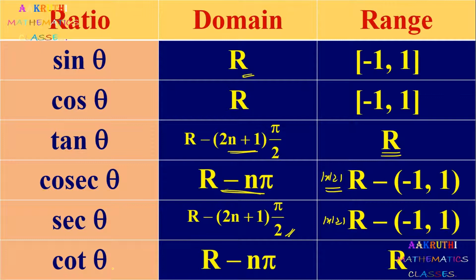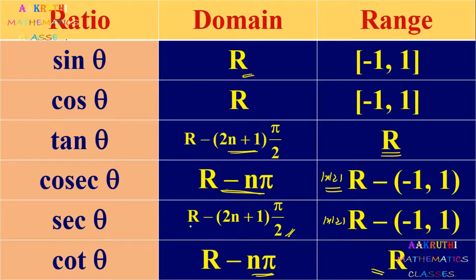Next it is cot theta. Cot theta is not defined when tan theta is 0. Tan 0 is 0, tan 180 is 0, tan 360 is 0, that is, all the multiples of pi: 0 pi, 1 pi, 2 pi, 3 pi. At all those angles tan is 0, therefore cot is not defined at those angles. So the domain of cot theta is R minus n pi.